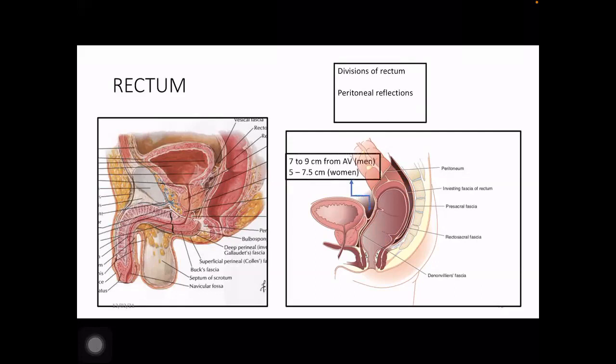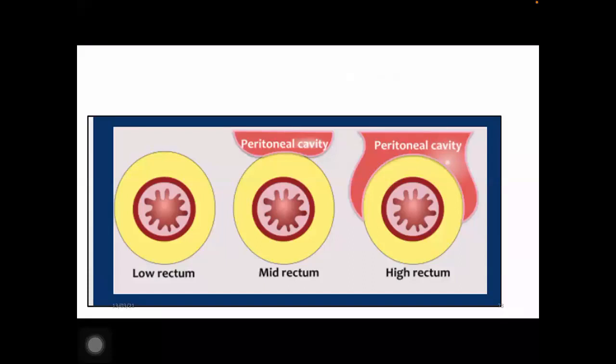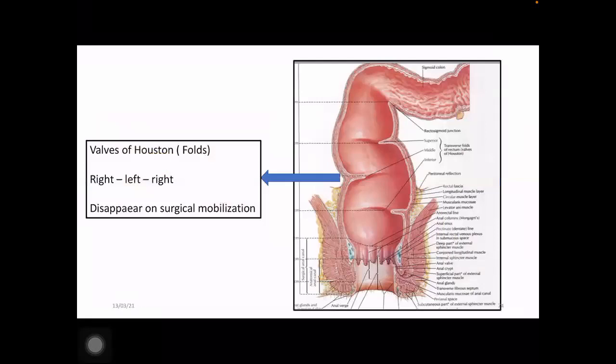Fine. So this peritoneal reflection is present at 7 to 9 centimeters from the anal verge in men and 5 to 7.5 centimeters in women. It's a point given in Sabiston, that's why I put this here. And as I said before, the peritoneal covering is present both on the anterior as well as the lateral aspects in the upper rectum. In the mid rectum, only in the anterior aspect. The lower rectum is completely extraperitoneal in the deep pelvis.